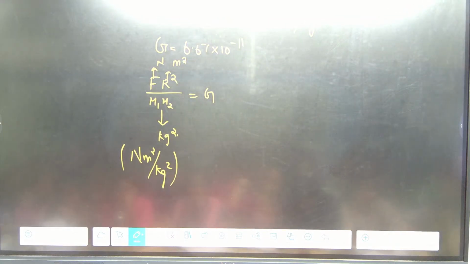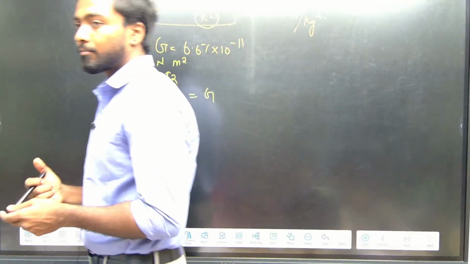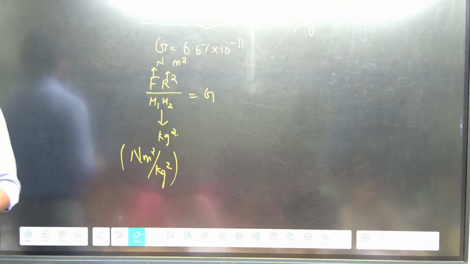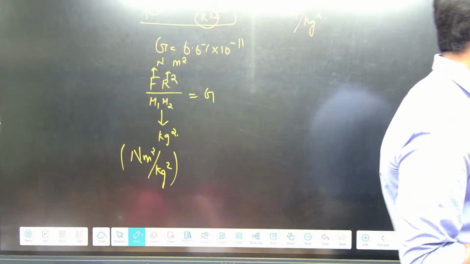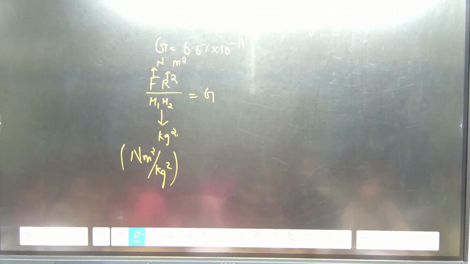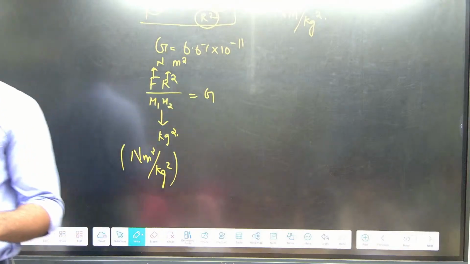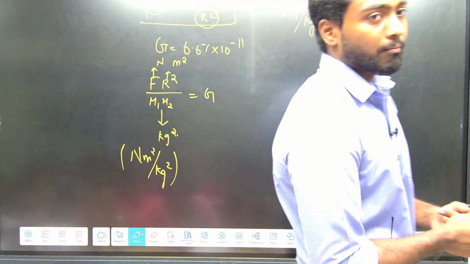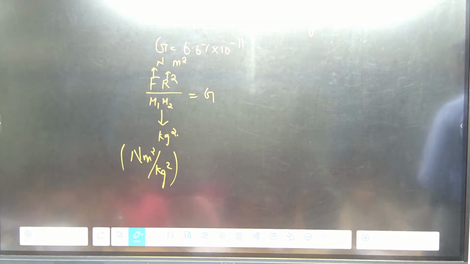Write down the first point. If the mass increases, the force increases. Next point, if the distance between the masses increases, or if the distance between the objects increases, the force decreases.